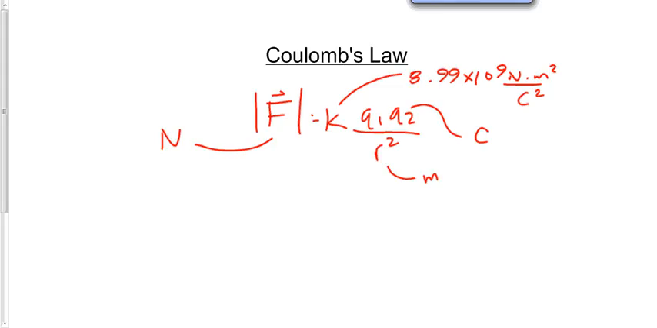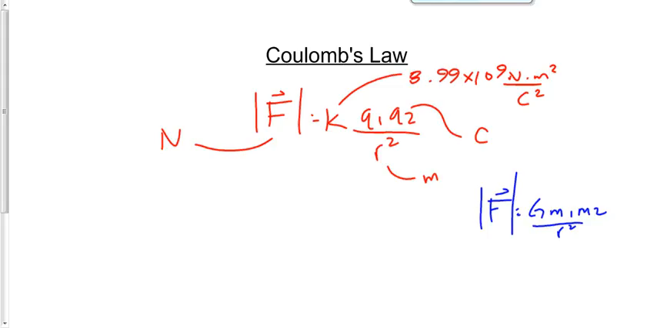Anybody having a little bit of a sense of deja vu with this? Who remembers that experiment that we talked about in Physics 20? Just a little bit, yeah? Who thinks that this equation looks familiar? What does it look like? Yeah, it looks like the equation that we had for Newton's gravity, which said F is equal to G m1 m2 over r squared. It looks a lot like it, right?